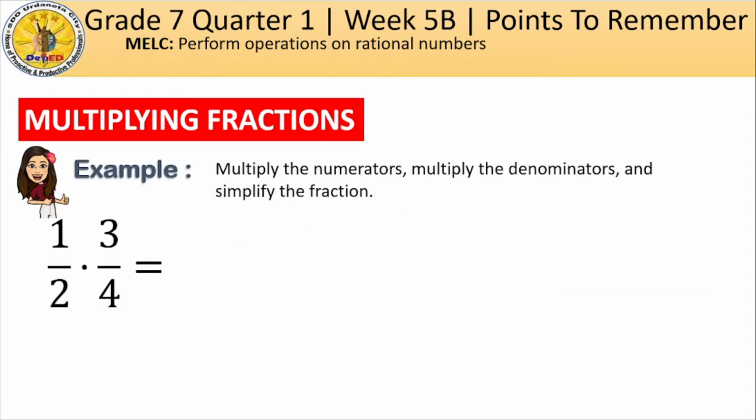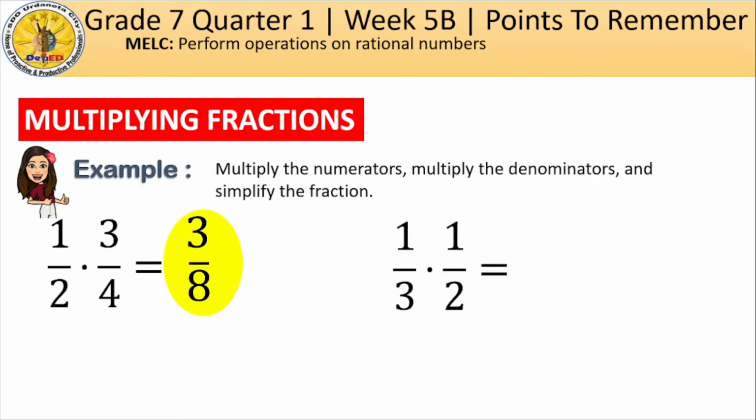For example, if we multiply the fractions 1/2 and 3/4, first, we multiply their numerators. So, 1 times 3 is equal to 3. And then, we multiply their denominators. So, 2 times 4 is equal to 8. Therefore, 1/2 multiplied by 3/4 results in 3/8.